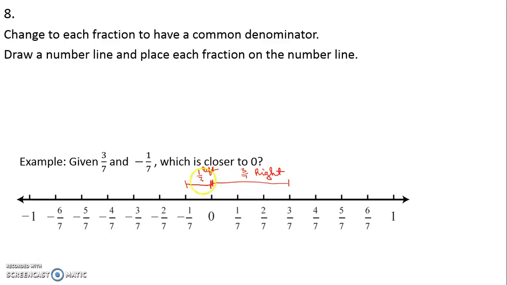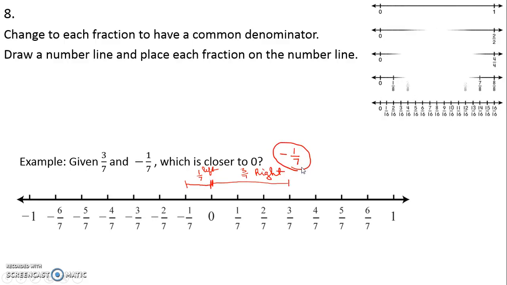Now, even though negative 1 seventh is to the left of 0, you can see it's actually much closer to 0 than 3 sevenths. 3 sevenths is 3 times as far away. So which is closer to 0? The negative 1 seventh. Just wanted to make sure you had a visual for that.